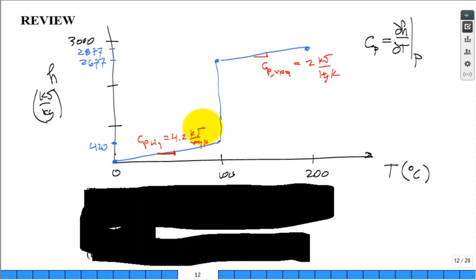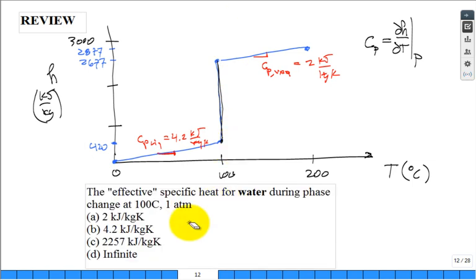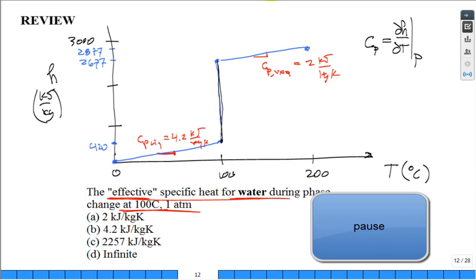All right, this finally gets to the point. If you were an engineer and said, I know that this is a straight line that goes straight, straight, straight up, but I sure would like to maybe think about having an effective specific heat for water during the phase change. What do you think is the best option for that? Answer A, B, C, or D.